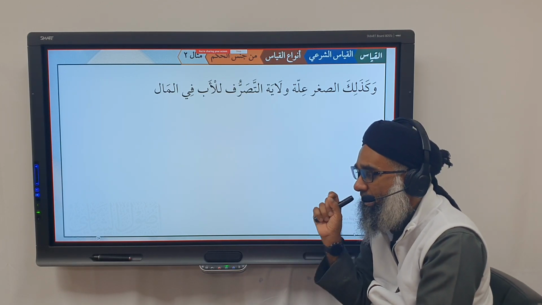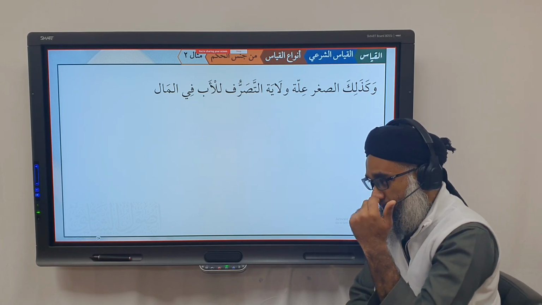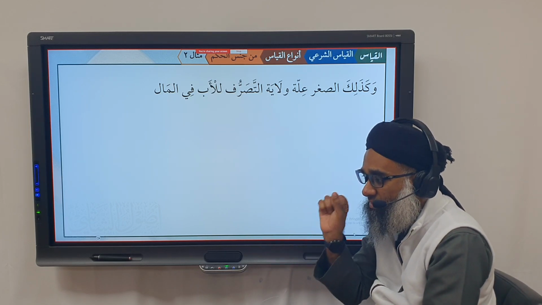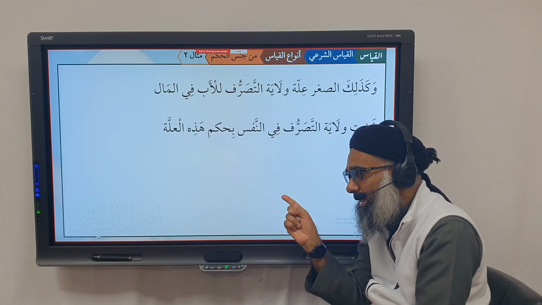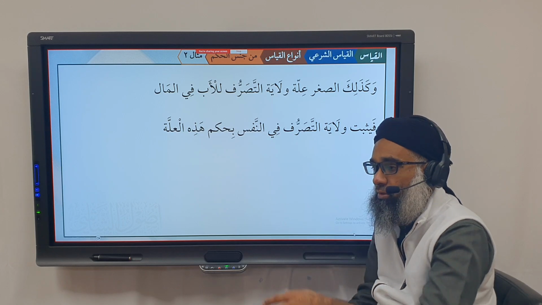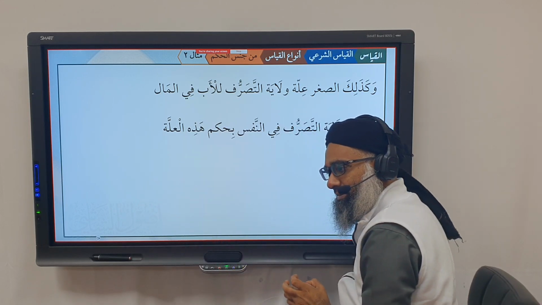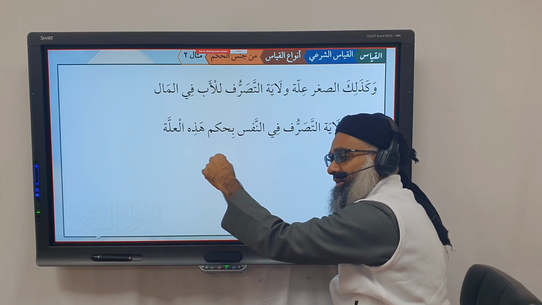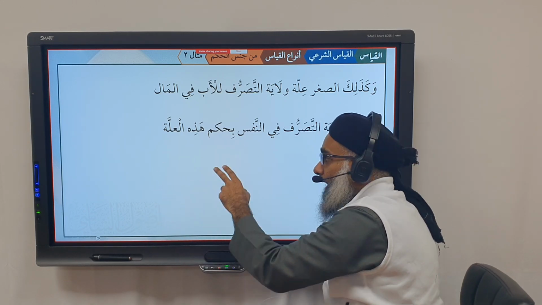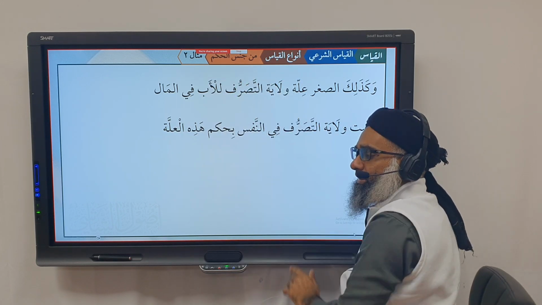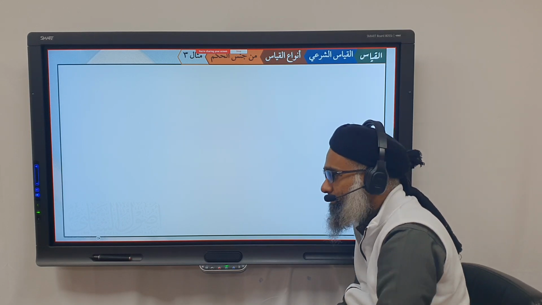Similarly, got the same chart again. الصغر إلة ولاية تصرف للأب في المال. Being mentally immature is an illa for the father to have tasarruf in the mal. Yes, so ولاية المال. فيثبت ولاية تصرف النفس بحكم هذه الإلة. So ولاية المال and ولاية النفس. And ولاية النفس: ولاية الغلام, ولاية الجارية. So ولاية الإنكاح في الغلام and ولاية الإنكاح في الجارية are from the same نوع. And ولاية النفس and ولاية المال are from the same جنس of ولاية. This is an example of اتحاد الجنس.